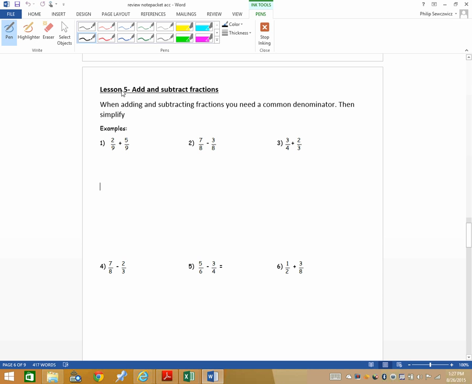All right, so we are in lesson 5 right now. Yes, I did say lesson 5. We are adding and subtracting with fractions. So the thing to keep in mind is when we add or subtract our fractions, we need a common denominator.